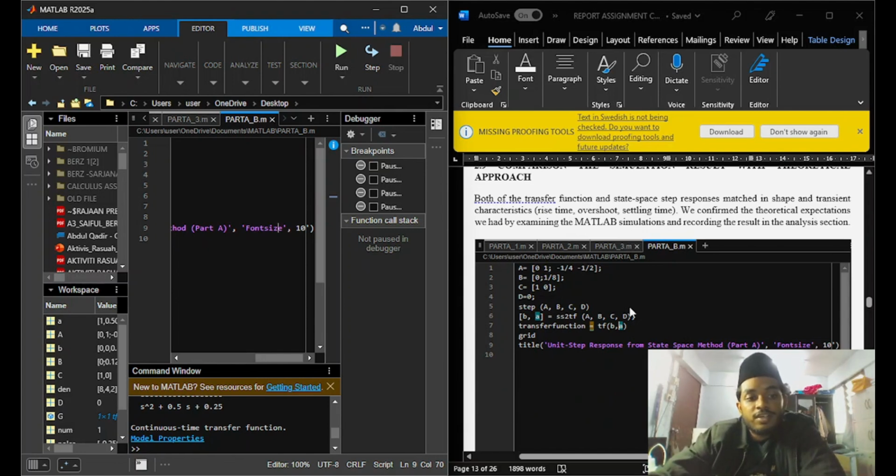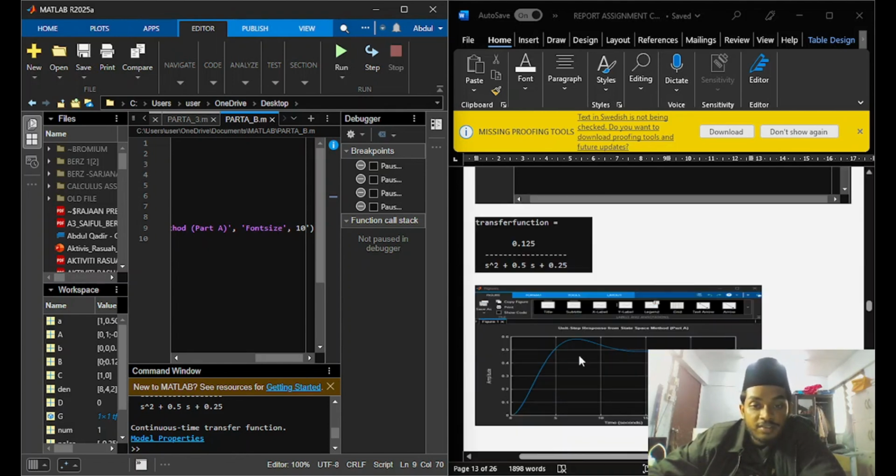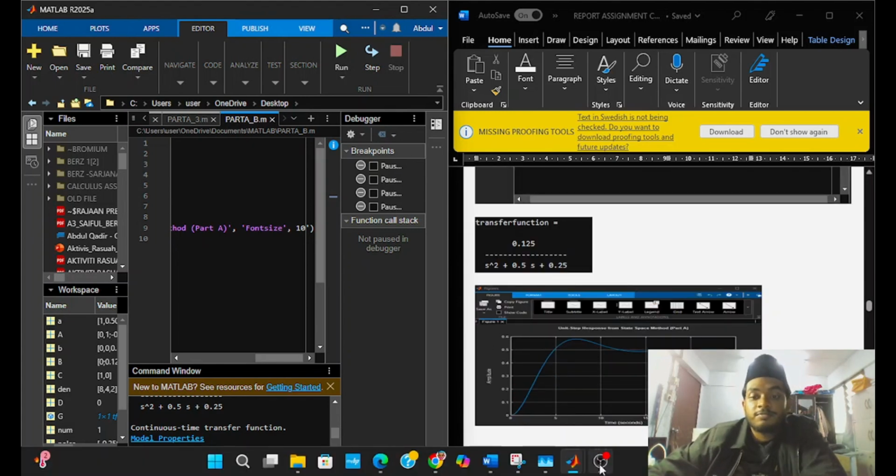Next we have a conclusion for my part A. So to conclude, I successfully modeled the system in both the frequency and state space domains, and my MATLAB estimation matched the theoretical expectation. This step is critical in understanding the system dynamics before controller design in part B. So that's all from me. Thank you so much.